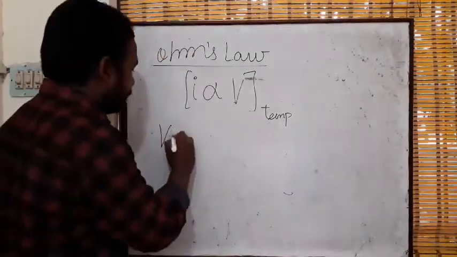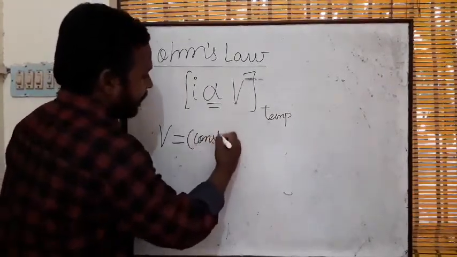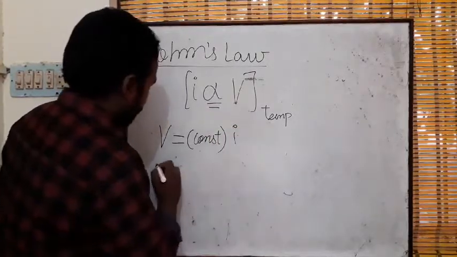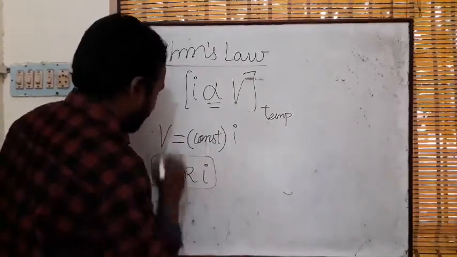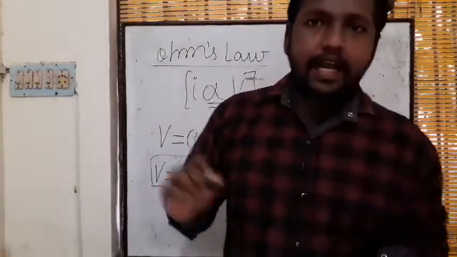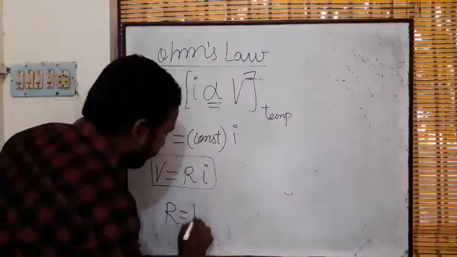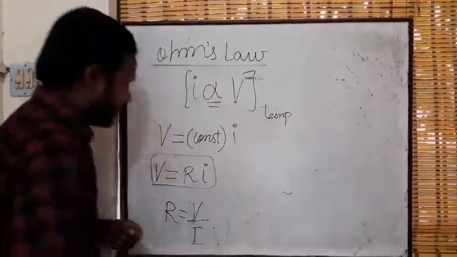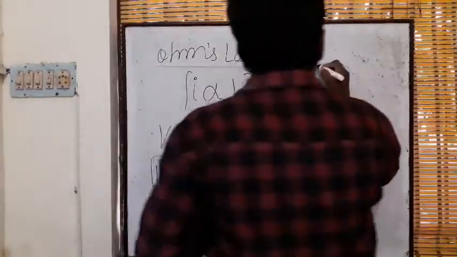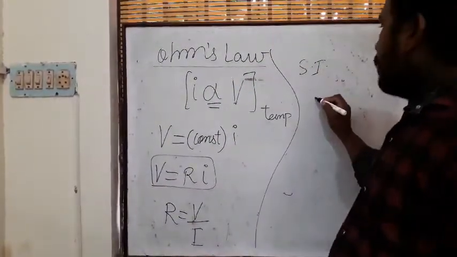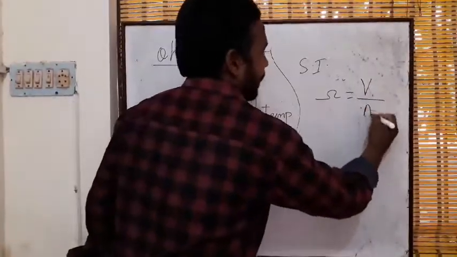So V is equal to, removing the directly proportional sign, you should include the constant. Here the constant will be R. So V is equal to R times I. So V is equal to IR, we can also take it. So R is equal to V by I. R is the resistance, V is the voltage, I is the current. The resistance SI unit will be ohm, the voltage SI unit will be volt, and the current SI unit will be ampere.